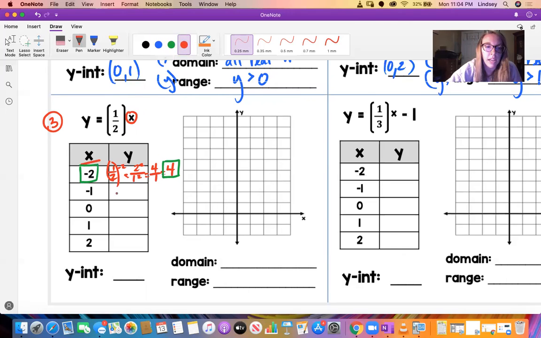All right, next we have -1. So we have 1/2 raised to the -1, which is going to cause that to be 2 to the first power over 1 to the first power, which is just going to equal 2. So when x equals -1, y equals 2. 0, our favorite exponent, we have 1/2 to the 0 power, which is going to equal 1.